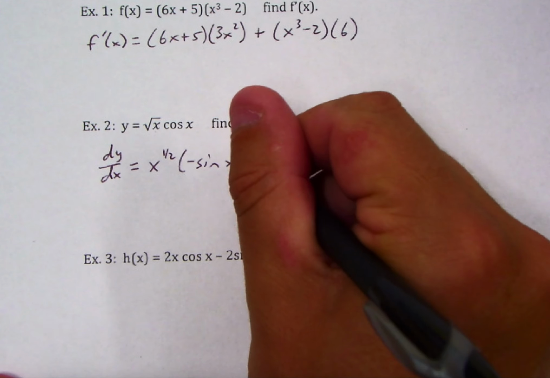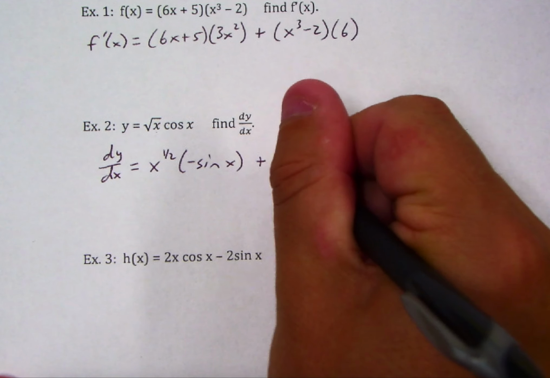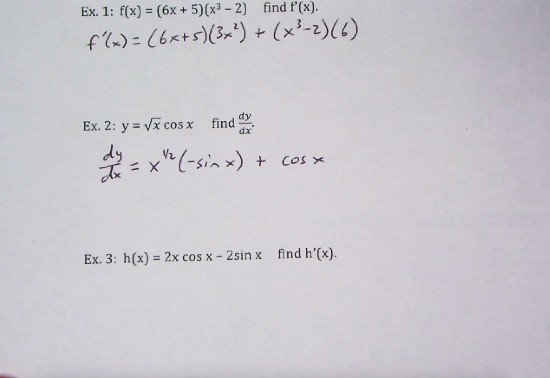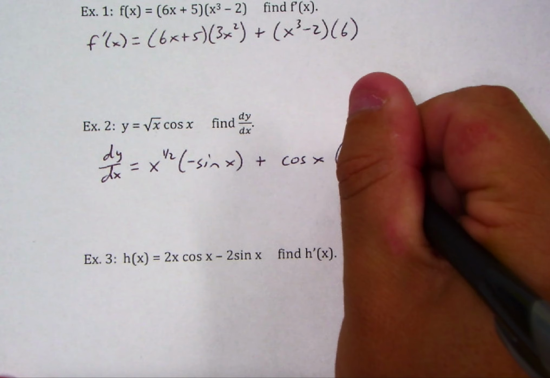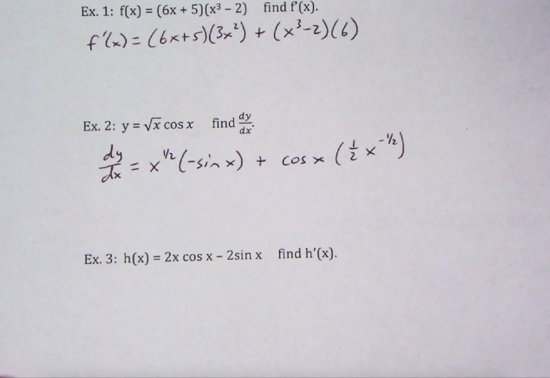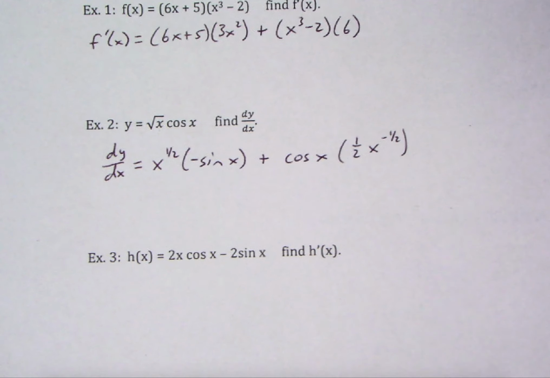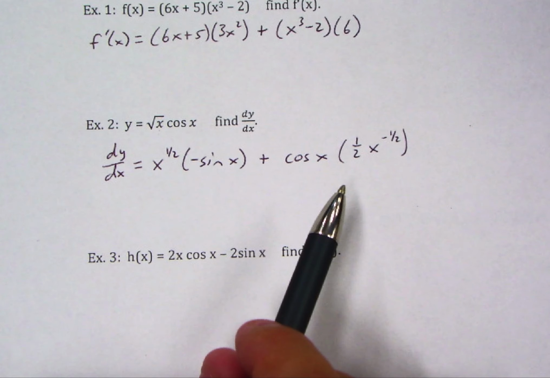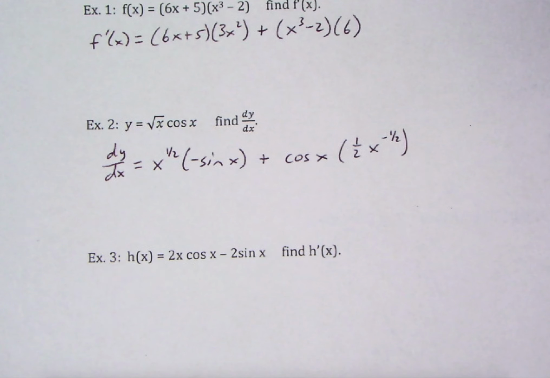And then plus the second function, which is just cosine, times the derivative of the first function, which is going to be 1/2 x to the negative 1/2. Remember, power goes out in front, reduce the power by 1. And that would be it. We'd leave that sucker alone, and we would move on. So first times derivative of the second plus second times derivative of the first.